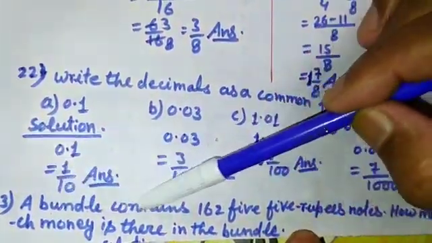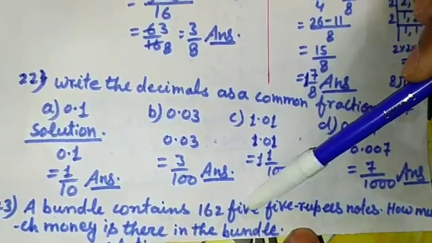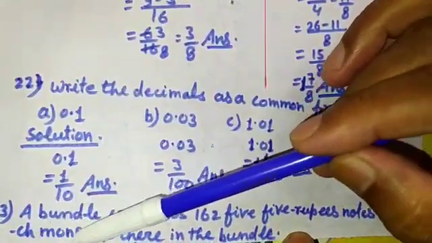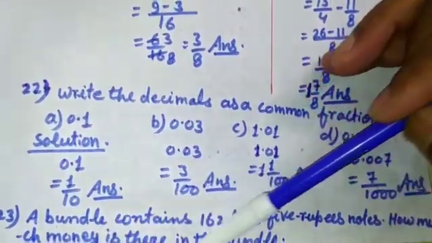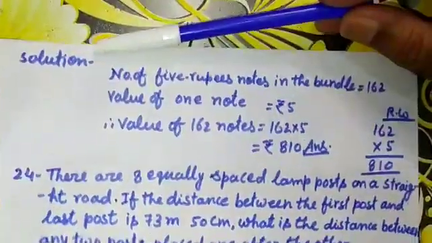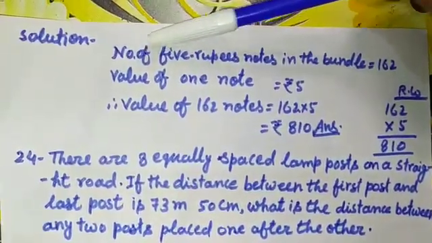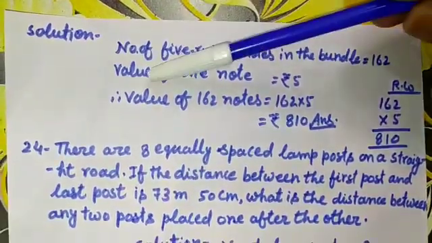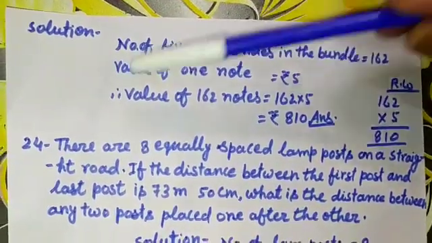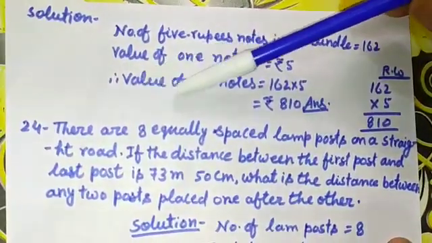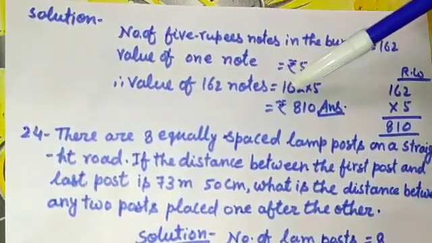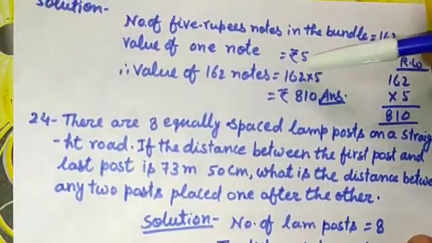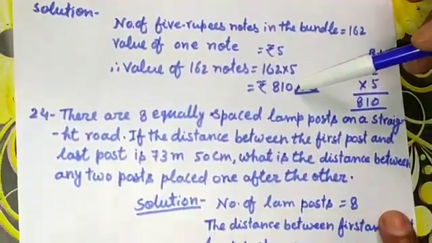23: A bundle contains 162 five rupees notes. How much money is there in the bundle? Solution is here. Number of 5 rupees notes in a bundle is equal to 162. Value of 1 note is equal to rupees 5. Therefore, value of 162 notes is equal to 162 into 5, and here is multiplication, and 162 into 5 is equal to rupees 810.